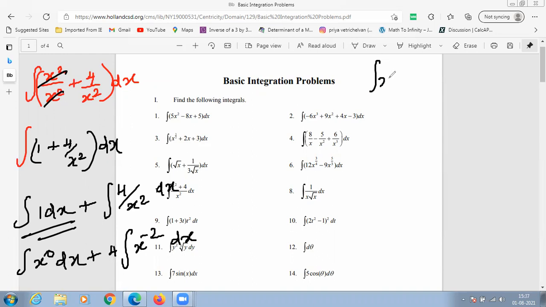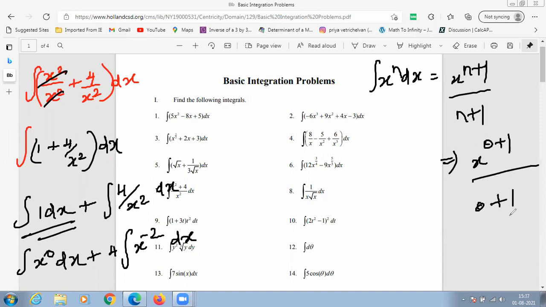So this x power n formula, the power rule formula, will be increasing its power by 1 and again will be increasing its power by 1. So x power 0 can be written as x power 0 plus 1 upon 0 plus 1 after the integration, which will be x power 1 by 1, which is nothing but x.